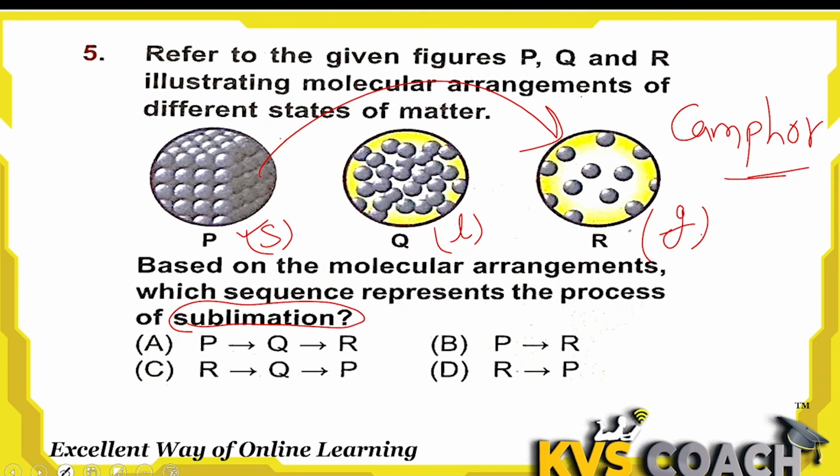So here solid changes into gas, that is called sublimation. So it means P is converting into R. So what is the process here for sublimation? PQR? No, that is directly converting P into R. So B is the right answer here. P is converting into R, that is called sublimation. So B is the right answer.